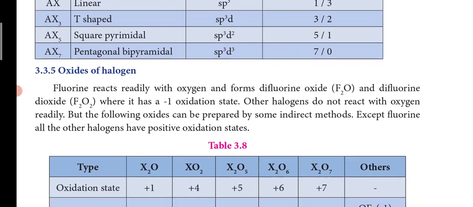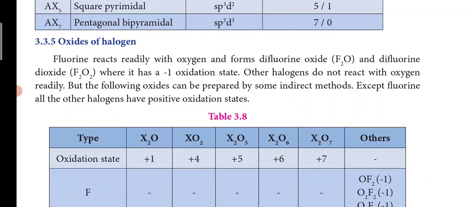And what are the oxides of halogen? Fluorine reacts readily with oxygen and forms difluorine oxide, and it also forms difluorine dioxide, where it has a -1 oxidation state. F2O2 will have a -1 oxidation state. Other halogens do not react with oxygen readily, but the following oxides can be prepared by some indirect methods.